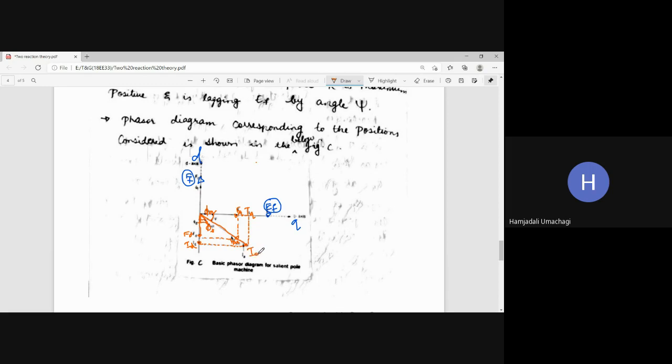It is divided into two components, one acting along the quadrature axis and another acting along the direct axis. One acting along the quadrature axis is IQ, and another acting along the direct axis is ID. Similarly, for FAR, one acting along the quadrature axis is FQ, one acting along the direct axis is FD. Similarly, the phase angle psi AR means acting along the quadrature axis, the angle will be psi Q, and the component acting along the direct axis, that angle will be psi D.